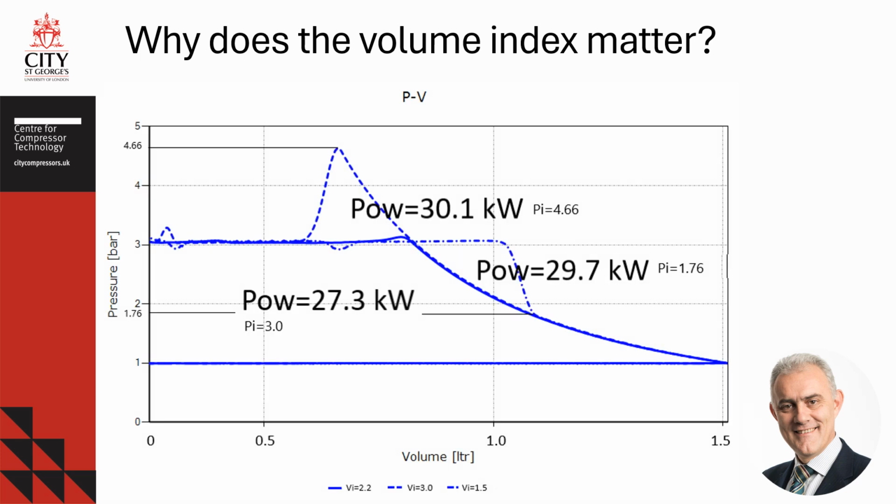Let us examine the PV diagram of an adiabatic oil-free screw compressor, compressing air from 1 to 3 bar. The ideal Pi for this case is 3.03, which relates to a volume index of 2.2. The solid line represents the compressor which has that ideal discharge port, in which case the adiabatic power of compression will be 27.3 kilowatts. The dashed dot line represents the compressor with a larger discharge port with the volume index of 1.5, resulting in Pi of 1.76.